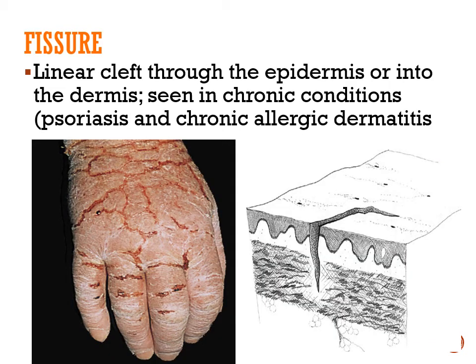Next is the fissure. The fissure is a linear cleft through the epidermis or into the dermis. They occur mostly when the skin is inelastic from inflammation and severe dryness. This usually produces pain when the lesion deepens or opens or forms new ones. This is seen in chronic skin conditions like allergic dermatitis and psoriasis.